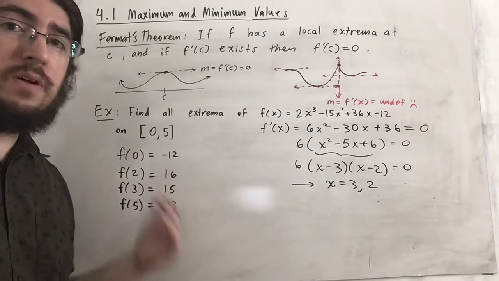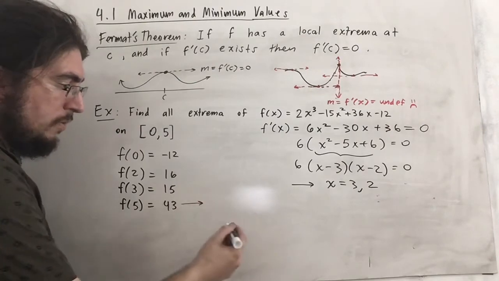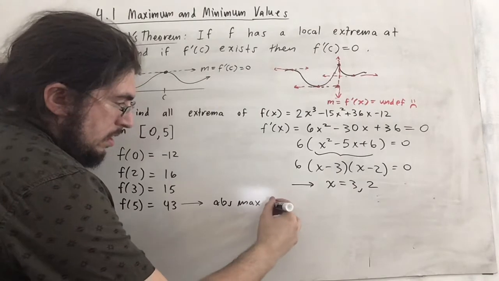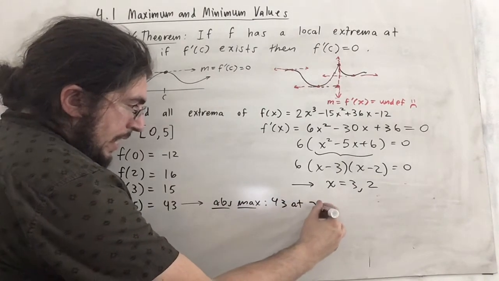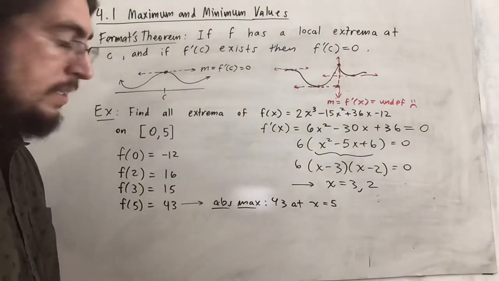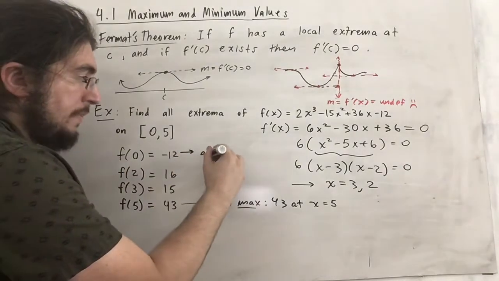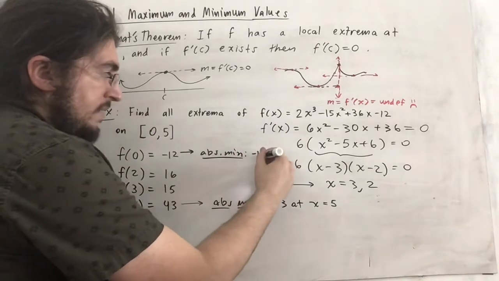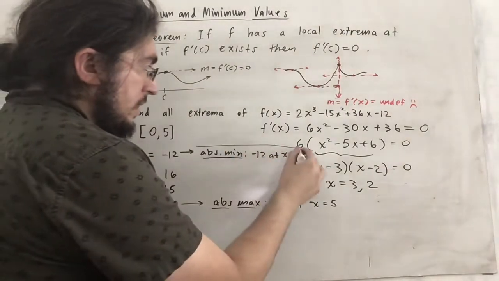And the largest of all of these is, of course, this one. So this will correspond to our absolute max. So we have an absolute max being 45, and it occurs at x value 5. Perfect. Now, the smallest one would then be negative 12, so that means the absolute minimum would be negative 12, and that occurs at x equals 0. So I'll box these.